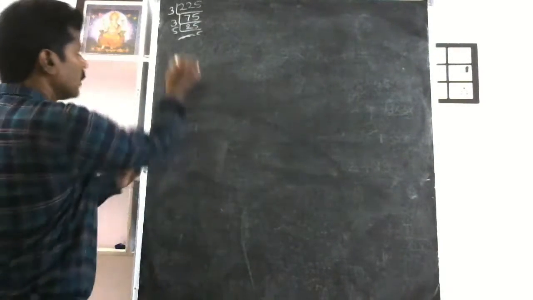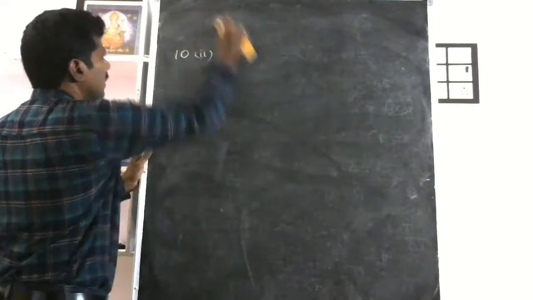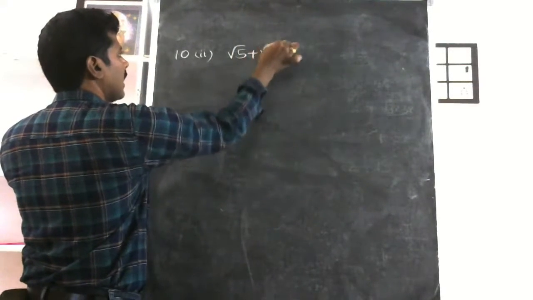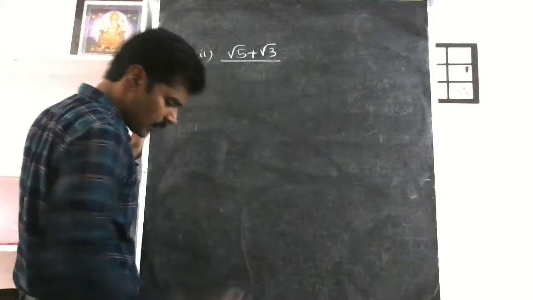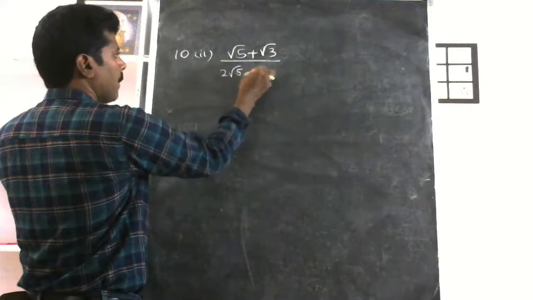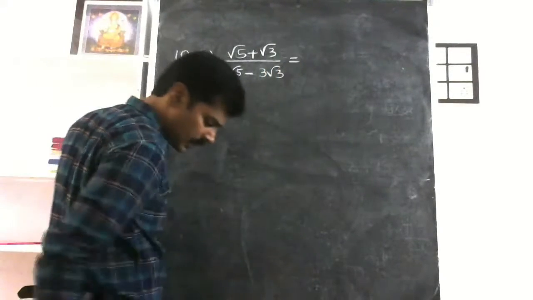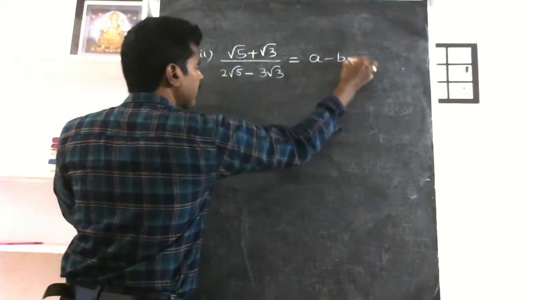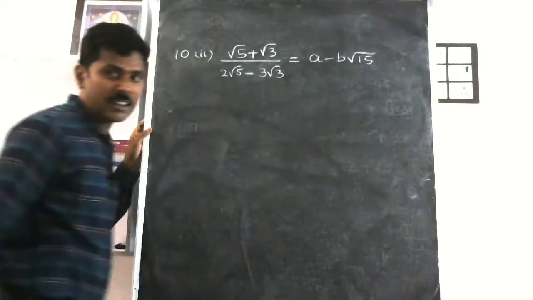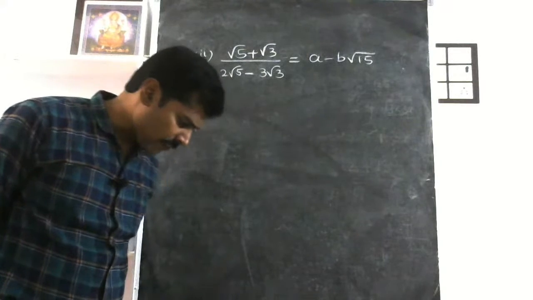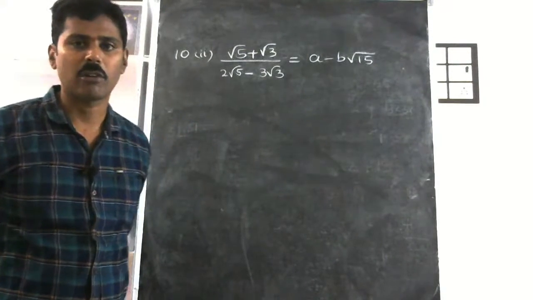So I will explain the second problem in 10th class. In the second problem, what they have given is (root 5 plus root 3) divided by (2 root 5 minus 3 root 3) equals a minus b root 15. And the question is, if a and b are rational numbers, find the values of a and b in each of the following.